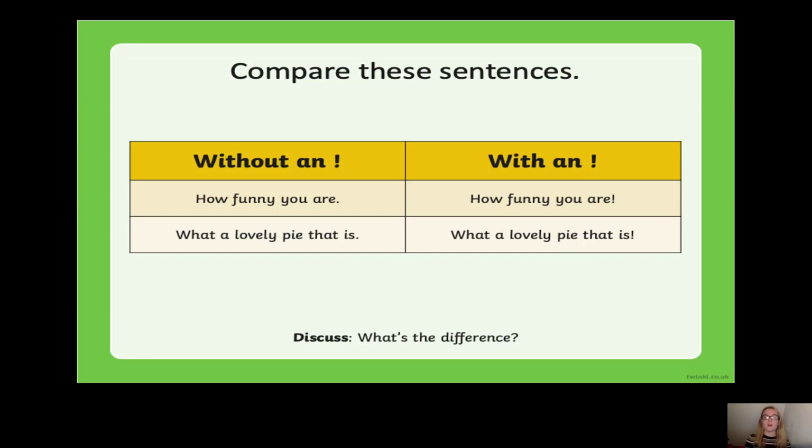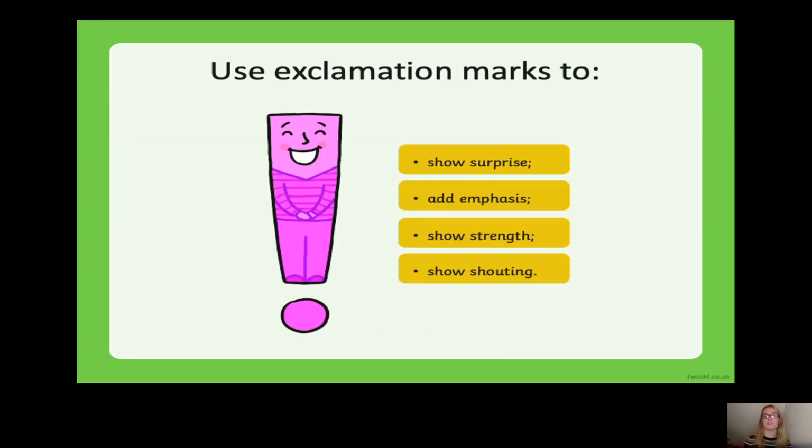Let's try another one. What a lovely pie it is. What a lovely pie it is! Can you hear when I've got my exclamation mark at the end, I put more emphasis on my sentence. So there you go. That's another reason why you use an exclamation mark. And then finally, you can use it to show shouting. So when you're reading a book, you might see some speech that has an exclamation mark at the end. And that's because the person is shouting that sentence.